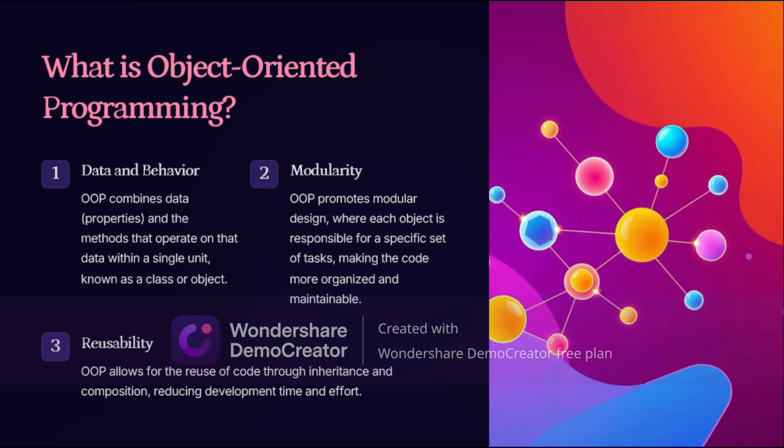First, we have data and behavior. That means OOPS combines the data properties and the methods that operate on that data into a single unit known as a class or object. Then we have modularity. OOPS promotes modular design where each object is responsible for a specific set of tasks, making the code more organized and maintainable. And with the help of OOPS, we can do code reusability. OOPS allows for the reuse of code through inheritance and composition, reducing development time and effort.